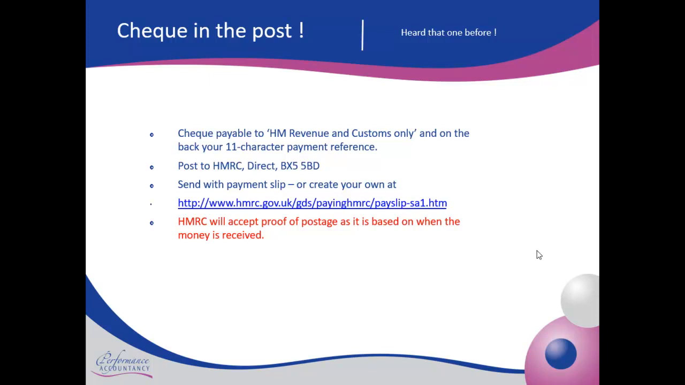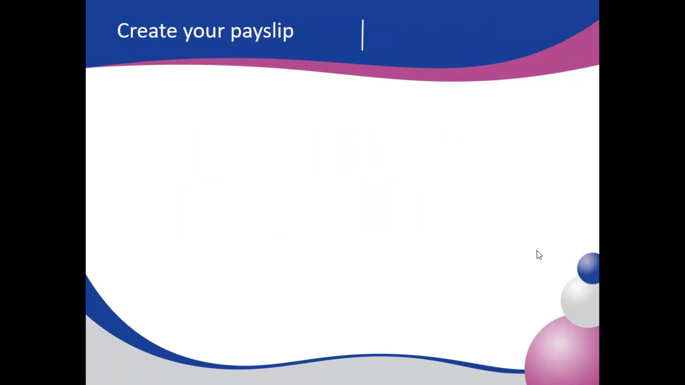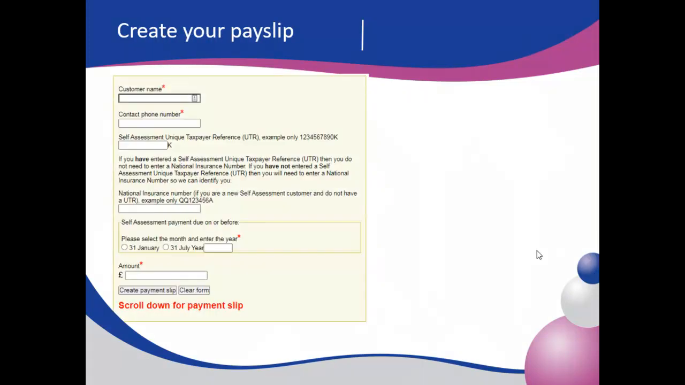So, how to create the payment slip. All right. So there is that link from the page before. You go onto that, and this is how you create it. So you're going to enter your name. Hopefully you know your name. Enter your phone number, and then enter your unique tax reference number. The system has already put a K on it, so you don't have to remember to enter the K.